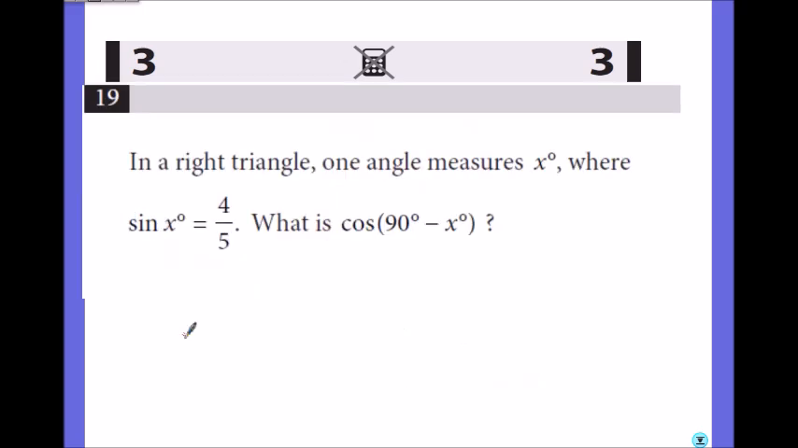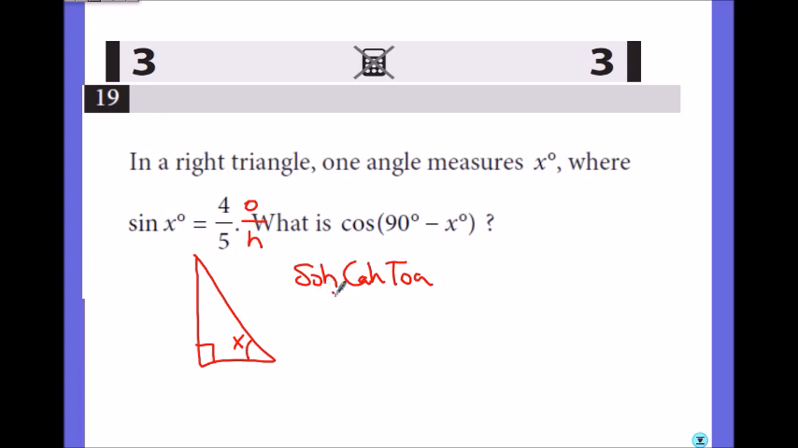Okay. 19. In the right triangle, one angle measures x. And sine of x is O over H. Remember the trig ratio? SOH CAH TOA: sine is opposite over hypotenuse, cosine is adjacent over hypotenuse, tangent is opposite over adjacent. So sine of this x right here, this angle right here, is 4 opposite over hypotenuse 5. Okay? And you should already know this is a 3, 4, 5 Pythagorean multiple, but maybe you don't even need this number, so don't worry about finding this length yet.